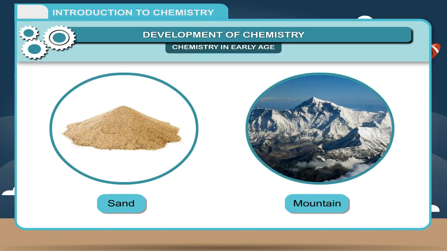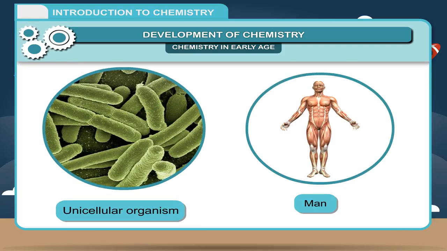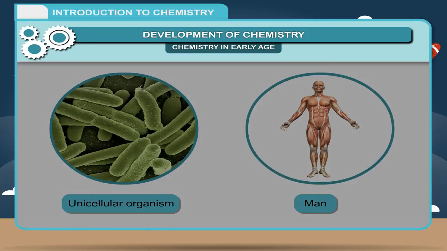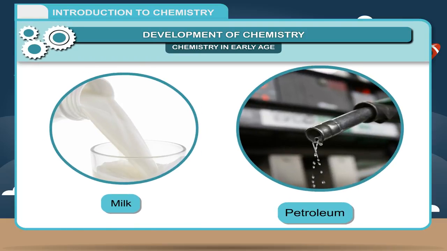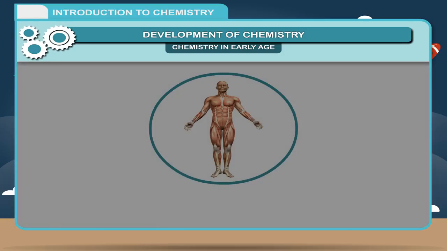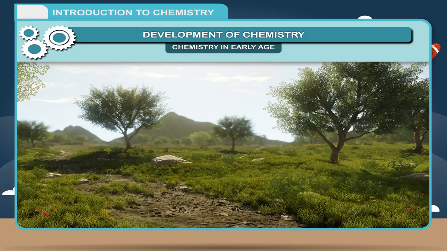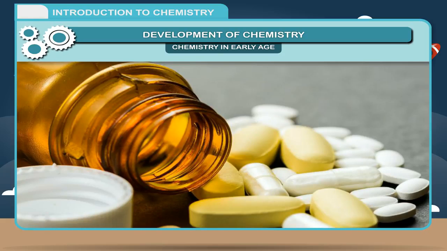Substances could be anything from a grain of sand to mountains, from a unicellular organism to man, or from milk to petroleum. Study of its composition, that is, about particles of which it is made up, come in the field of chemistry. The material of which a physical body is made up of is called a substance. A substance may be found in nature or may be man-made or synthesized.